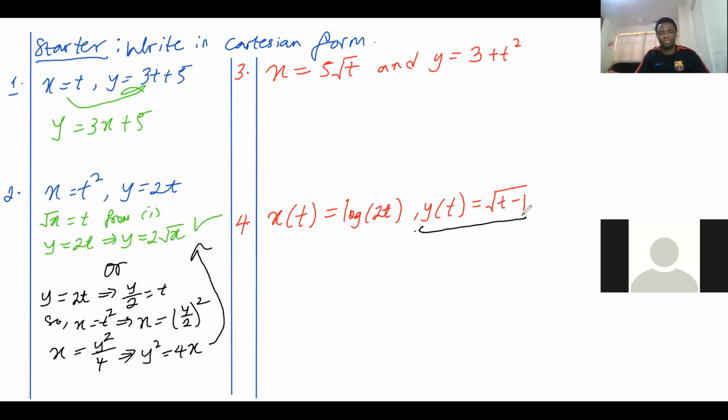To make t the subject here, remember that this is y equals square root of t minus 1, not y of t. Y of t means y is a function of t. Got it, Mr. Cheng? So you don't have to worry about this. It is notation, just saying y is a function of t. So make t the subject here and substitute back. As simple as ABC.